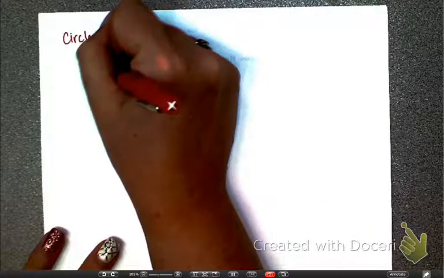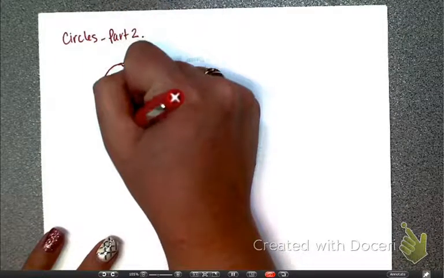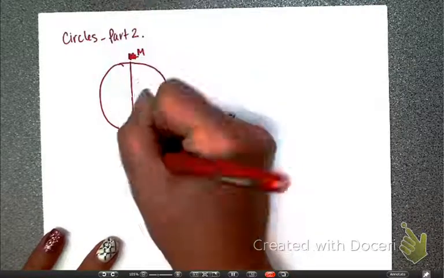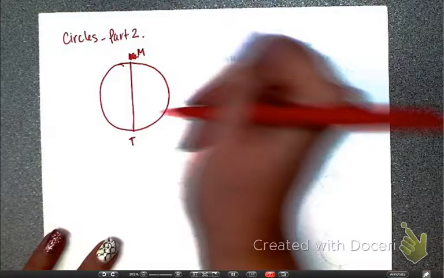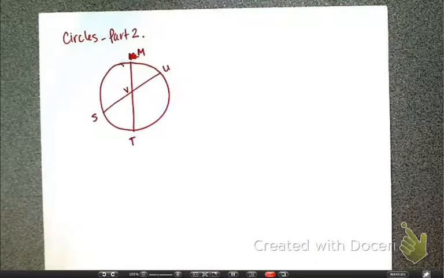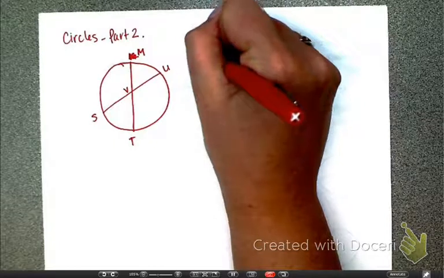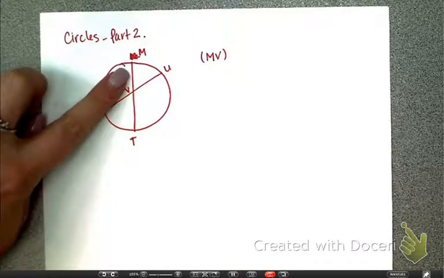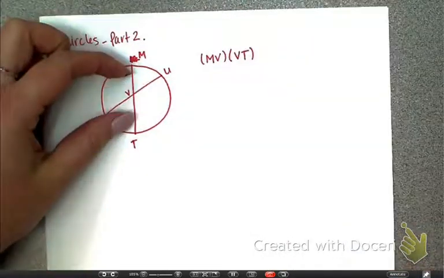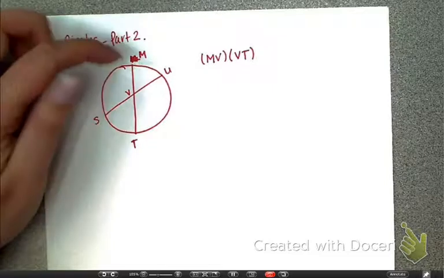So you have your circle. What is this segment called? A chord. Good. So we have 2 chords. Okay. So if you are looking for a piece of the chord, so you're looking for a segment, here is your general formula. MV, which is this piece, times VT, which is this piece. So they're on the same chord. Okay, it's the piece times the piece.